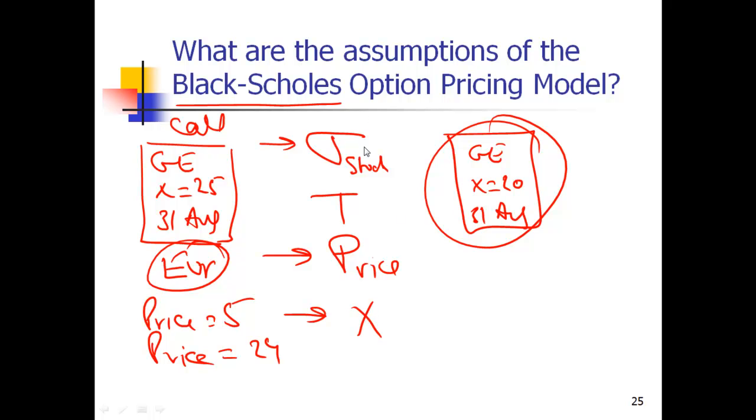So the good thing is that we've developed an intuition for the core variables that impact the price of an option. Why?